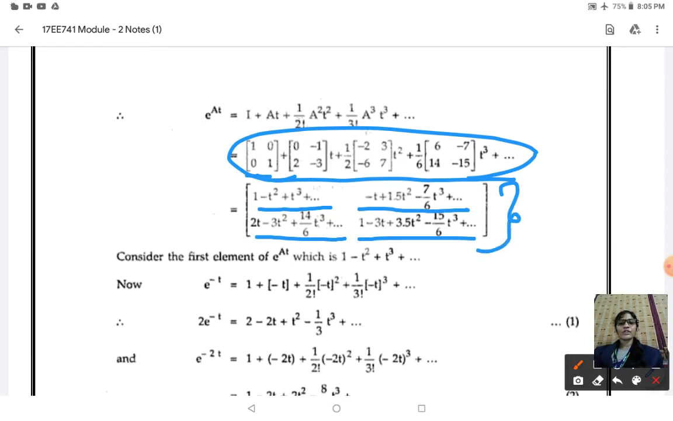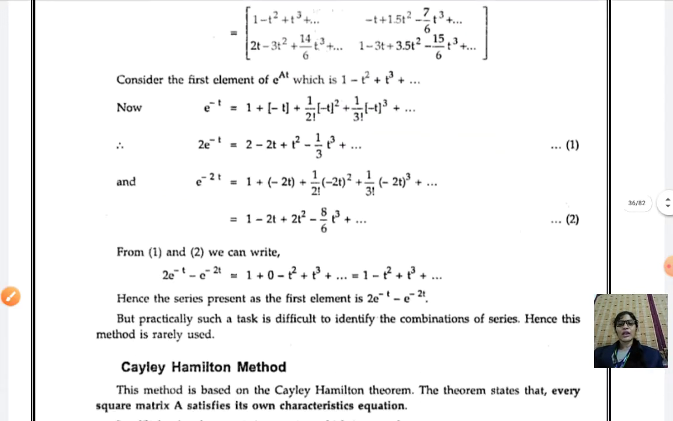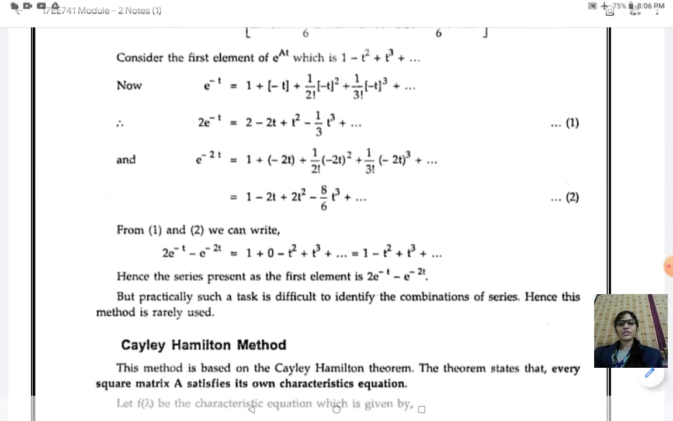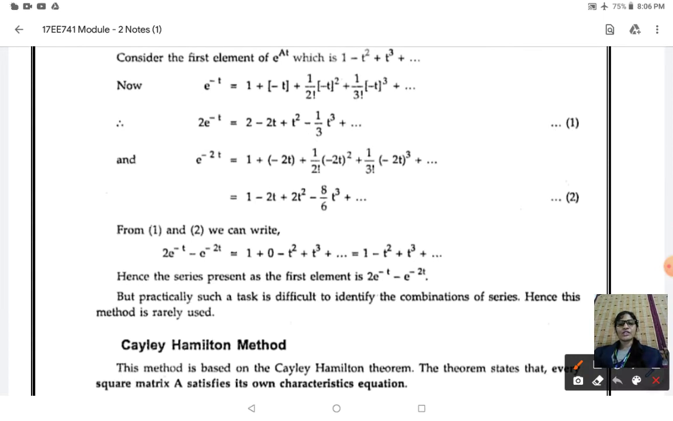Now consider your first element, 1 minus t square plus t cube. We know that e to the power of minus t is equal to 1 plus (minus t) plus 1 divided by 2 factorial (minus t) square, and so on. Therefore 2 e to the power of minus t is equal to 2 minus 2t plus t square minus 1 by 3 t cube, and likewise for e to the power of minus 2t. You can simplify all these, and finally you will get that the series of the first element is 2 e to the power of minus t minus e to the power of minus 2t.